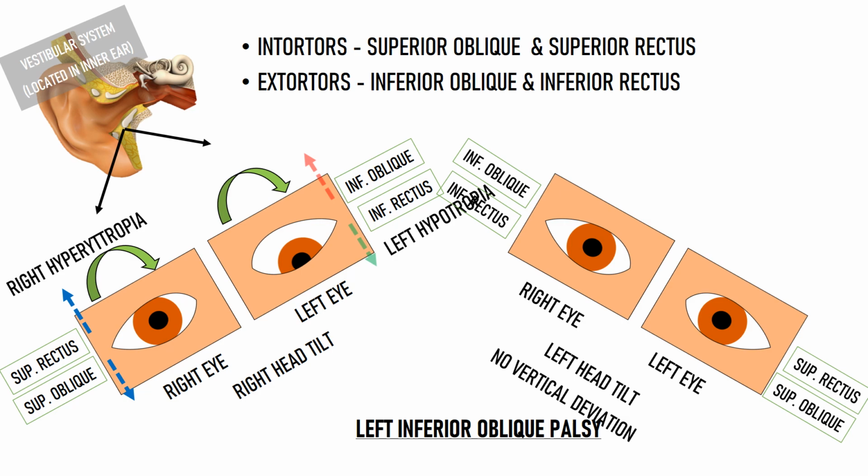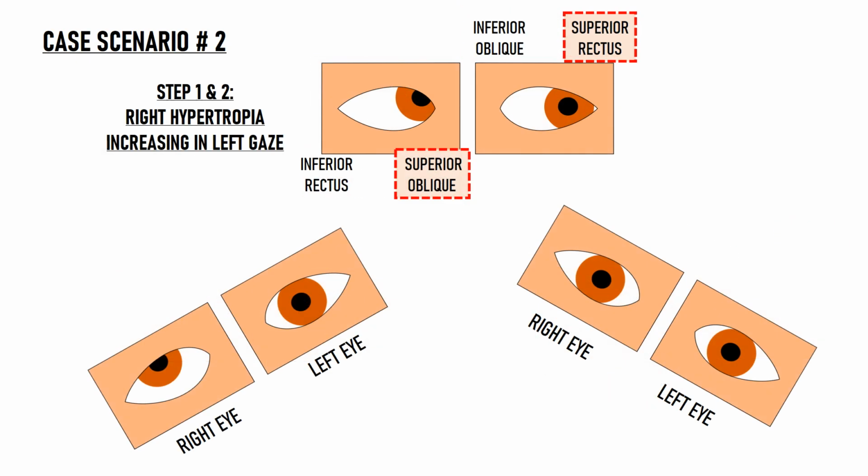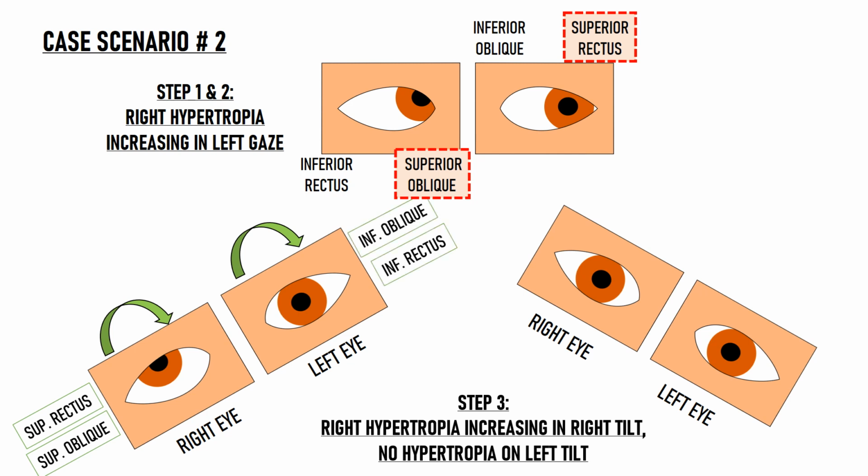Let's go back to the second scenario. It was a case of right hypertropia increasing in left gaze, and we had narrowed down to right superior oblique and left superior rectus. Suppose this hypertropia also increases in right head tilt. So the intortus of right eye will get activated to correct the extortion, right superior rectus and right superior oblique, and the extortus of left eye will get activated by the vestibular system to correct the left intorsion, so left inferior oblique and left inferior rectus.